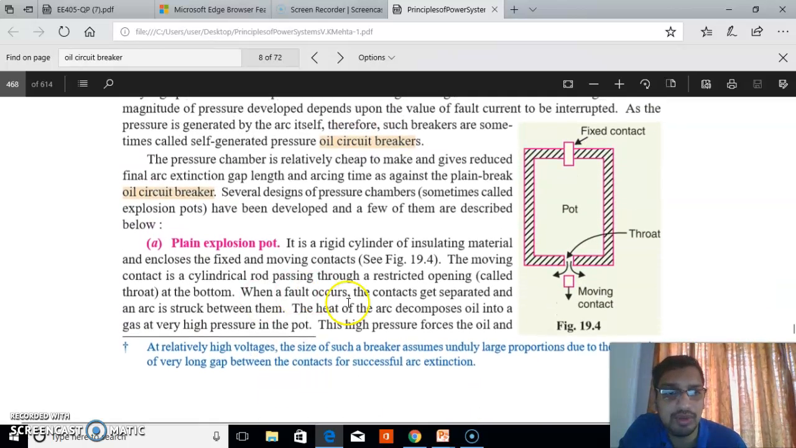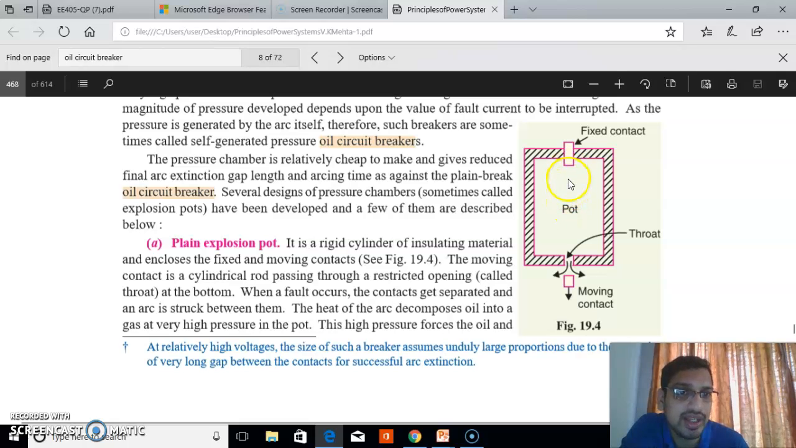Figure 19.4 shows the plain explosion pot. In construction, the plain explosion pot is a pot, and at the bottom there is a small opening known as the throat. There are two contacts: the fixed contact placed in the upper part of the pot, and the moving contact. In normal condition, the moving contact and fixed contact are close together. When a fault occurs, the moving contact is pulled down from the fixed contact.